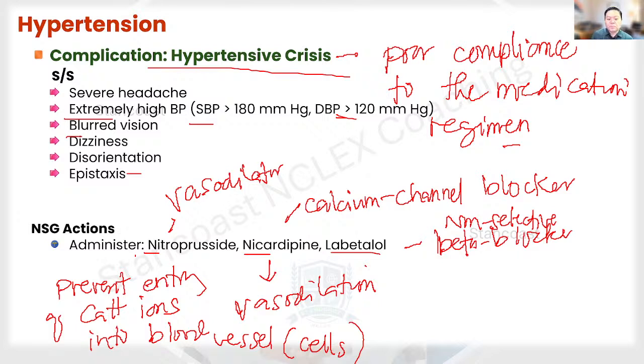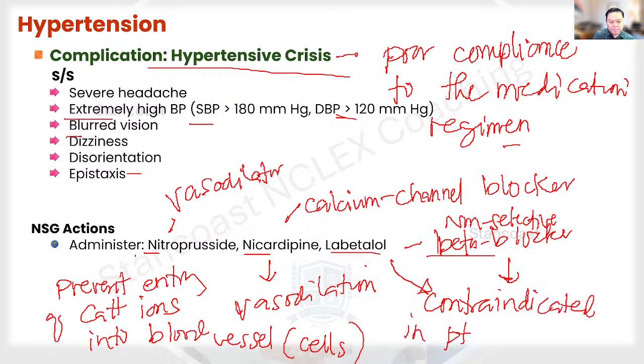Now, the beta blocker right here. Again, I'm talking about labetalol, which is non-selective. You got to be careful here, guys. This is going to be contraindicated in patients with asthma. We don't want to give that because it can lead to bronchospasm.